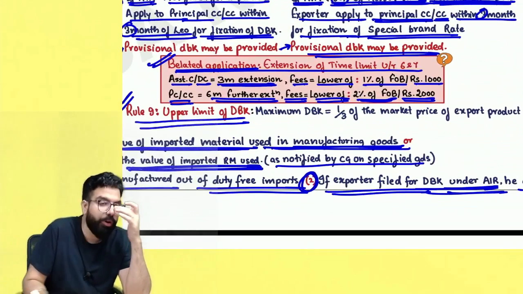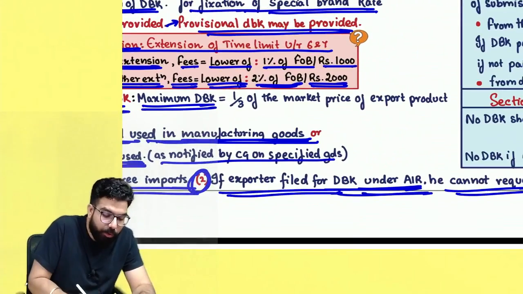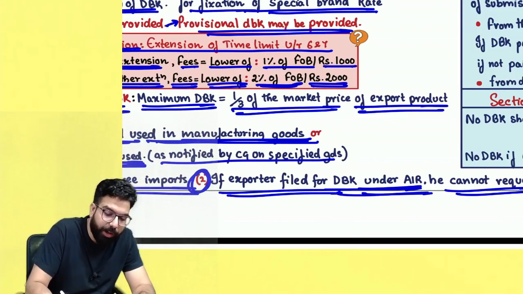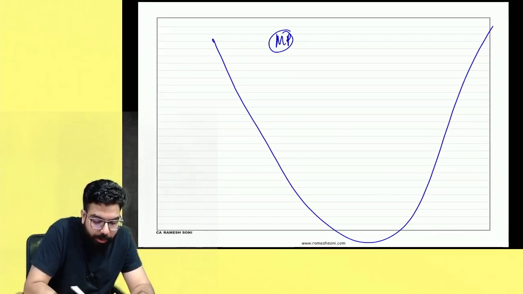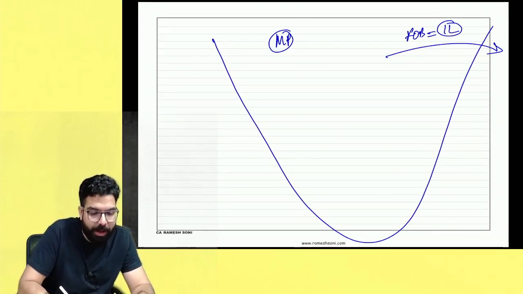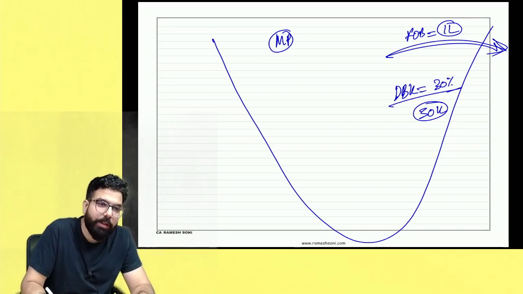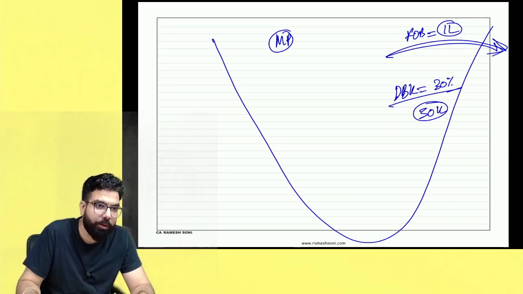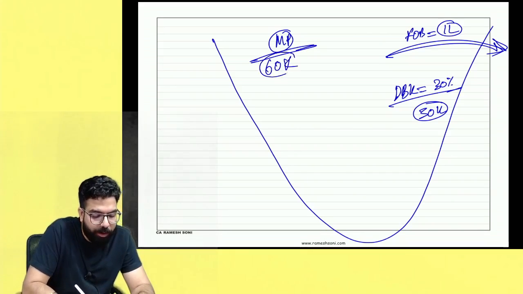The next one is rule number 9, the upper limit of duty drawback. The maximum duty drawback you will get is 1/3 of the market price of the exported product. Suppose the FOB value is 1 lakh rupees and the duty drawback percentage is 30%. 30% means 30,000 rupees. The FOB value is 1 lakh, 30% is the duty drawback, so you are getting 30,000 rupees. But the market price of the goods is only 60,000 rupees.